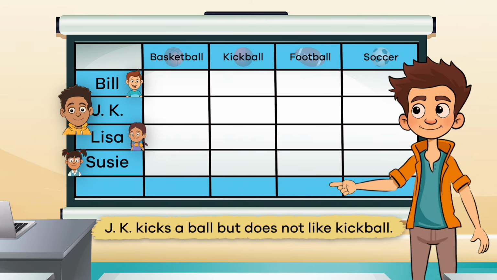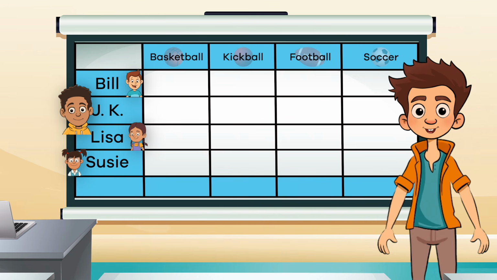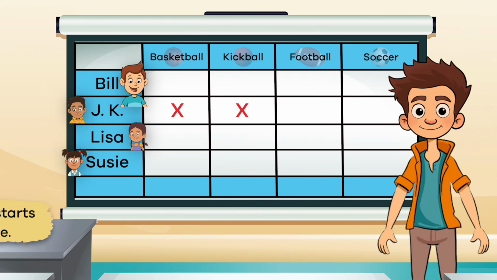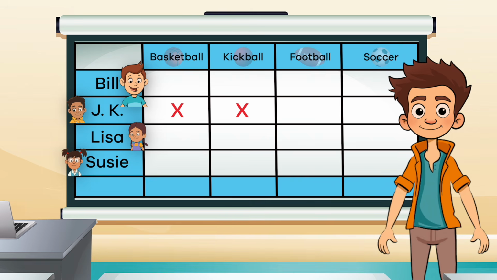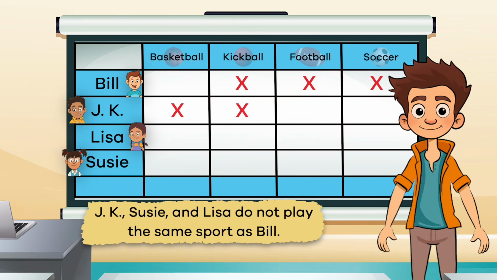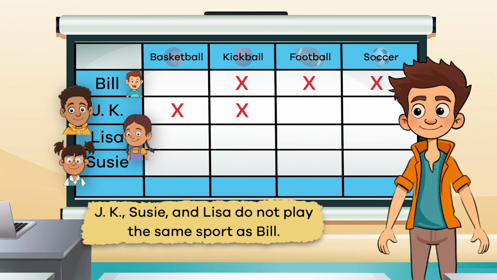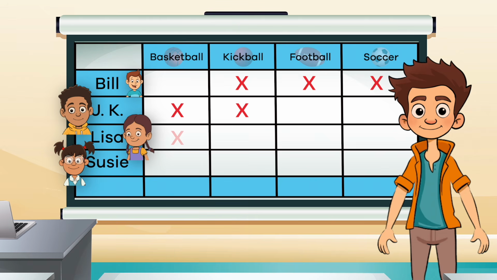Since JK kicks a ball but does not like kickball, Tyler eliminates basketball and kickball. And he knows that Bill plays a sport that starts with the first letter of his first name, which eliminates kickball, football, and soccer. Since JK, Susie, and Lisa do not play the same sport as Bill, Tyler knows he can eliminate basketball as an option for all 3.